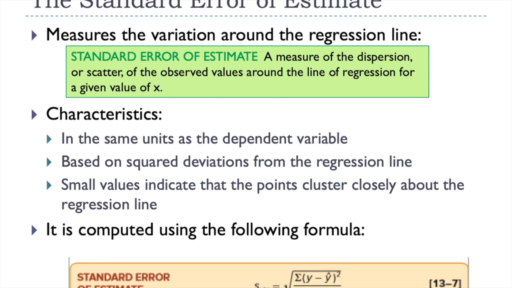And this is really the same concept as the standard deviation in Chapter 3. So what this is going to do is measure the variation around our regression line, or that dispersion or scatter. It's got some characteristics here. It'll be the same units as the dependent variable. It's based on squared deviations from our regression line, and a smaller value for the standard error of estimate indicates that the points do cluster fairly closely around our regression line. And so here, formula 13.7 is the formula that we're going to use.